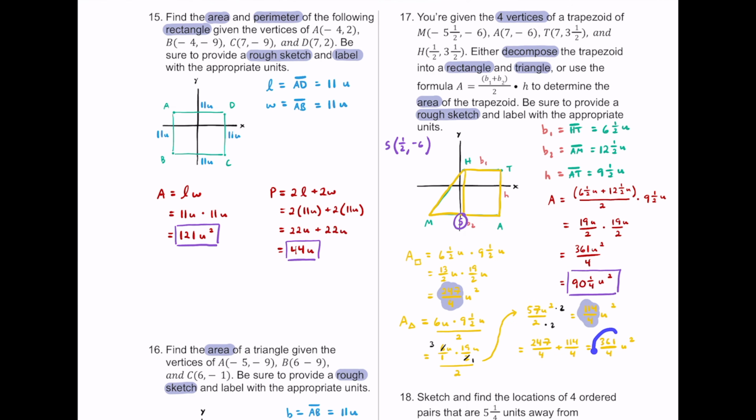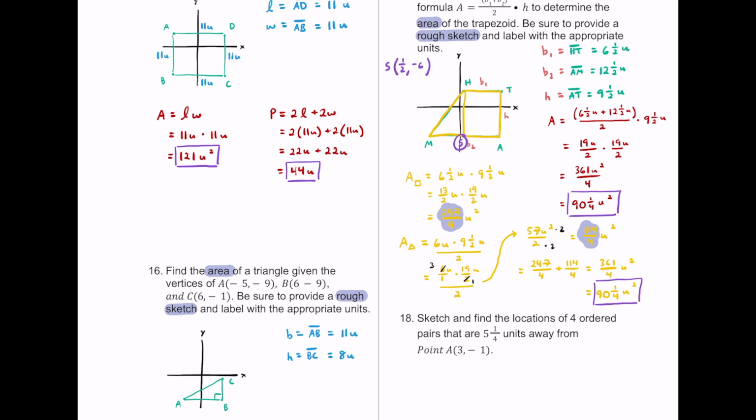But notice that this 361 over 4 matches this 361 over 4. So this must be correct. And we will end up getting here as a mixed number as well, this 90 1/4, if you do the long division, units squared, right? So no matter how you do it, the formula is definitely less work to do here, but conceptually, if you don't know the formula, you can always break it down, these right trapezoids, into a triangle and a rectangle. Here is 18.